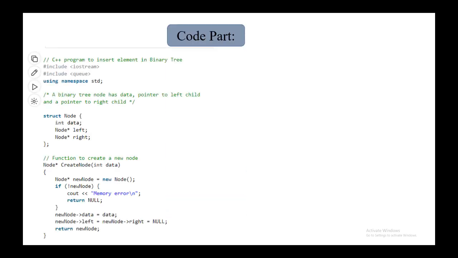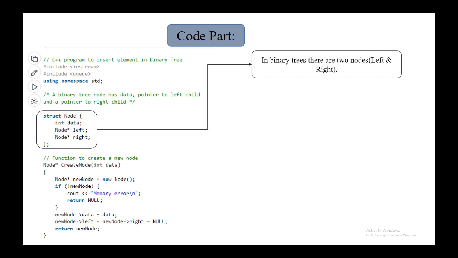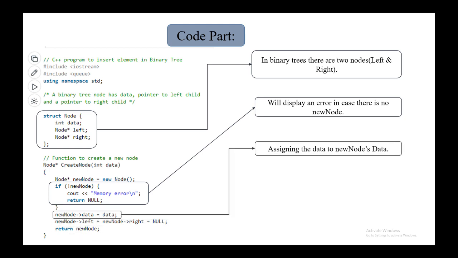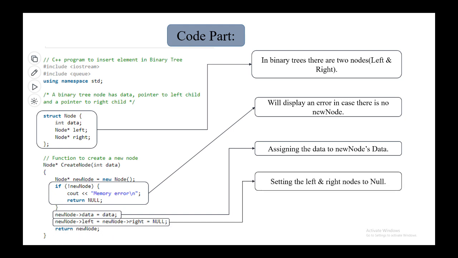Now we will discuss the basic insertion program of a binary tree, in which we will insert some values and display them. As in the basic binary tree, there are 2 nodes for every node, so we will create 2 nodes and call them the left and the right node. This condition will display an error message in case of no new node. In this step, we are simply assigning the data to the new node's data. Now we are setting the left and the right nodes to null.